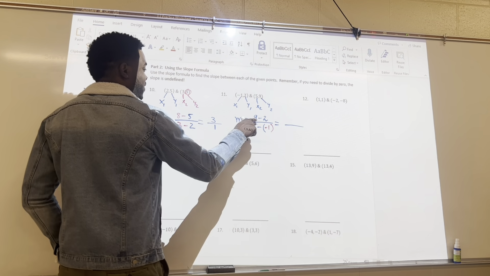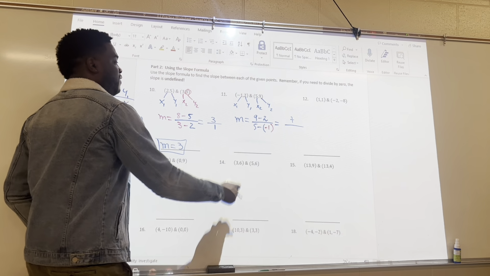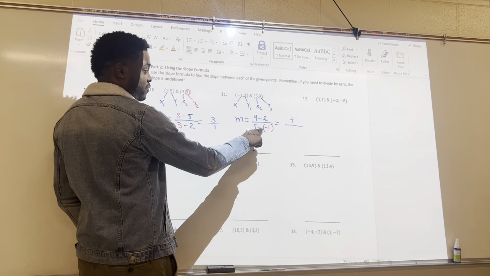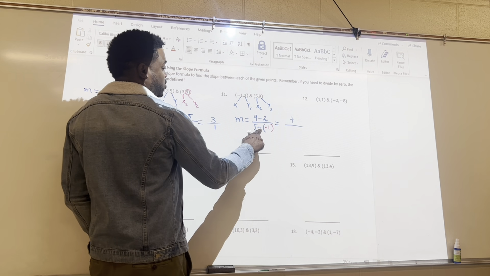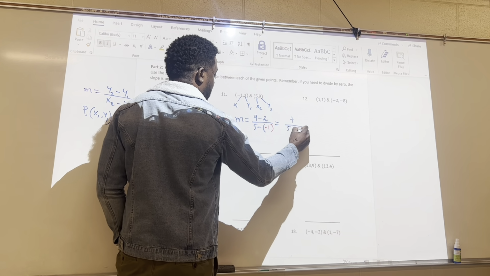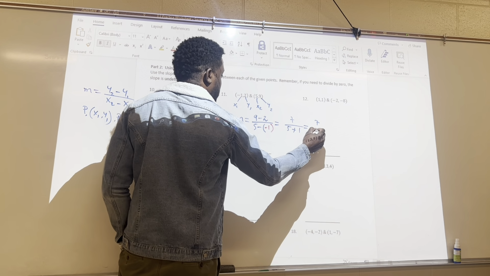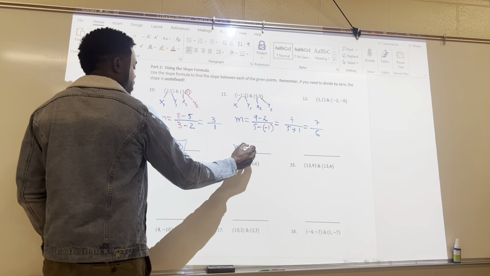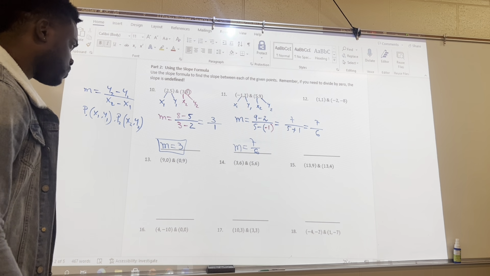Now let's simplify. You have 9 minus 2, which is 7. And then you have 5 minus negative 1. Before we do that, we have to multiply the negative signs. Negative times negative becomes positive, and then 1. So we have 7 over 5 plus 1, which is 6. Therefore, my slope is 7 over 6.